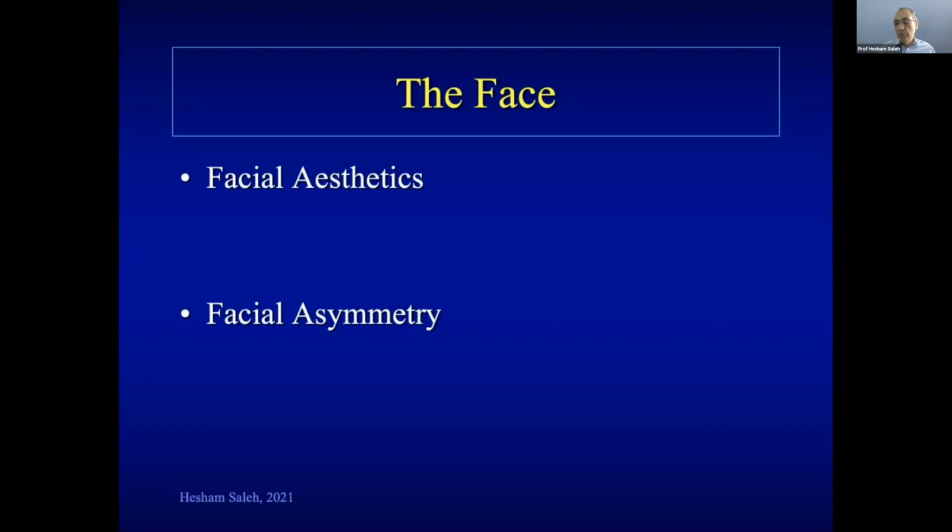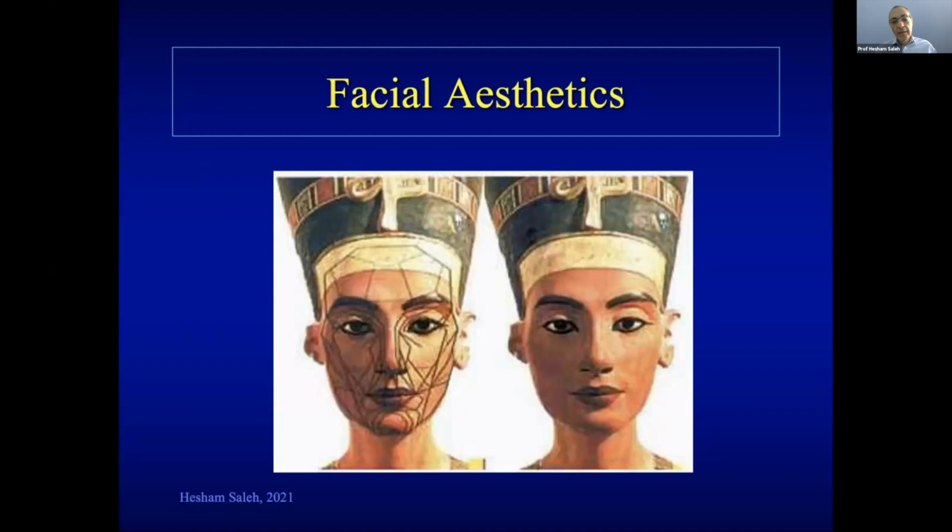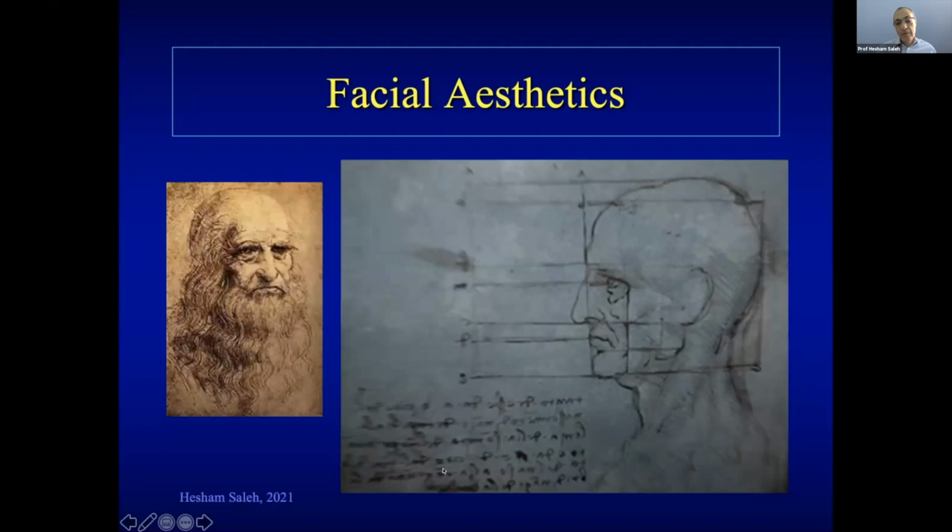Now, this short bit about facial aesthetics and facial asymmetry. You have to be sure that you look at the face as a whole. The ancient Egyptians looked at symmetry. This is so symmetric to a degree that it's unnatural. It doesn't really exist in real life. And it was Leonardo da Vinci who looked at the face with fifths and thirds, like I'll show you in a minute, and thought about asymmetry more.